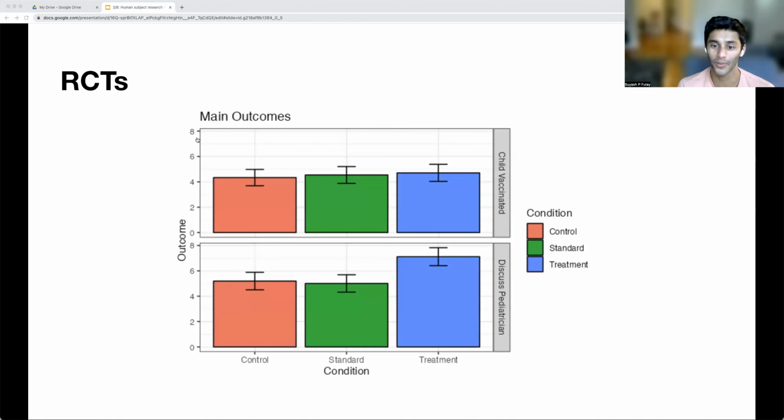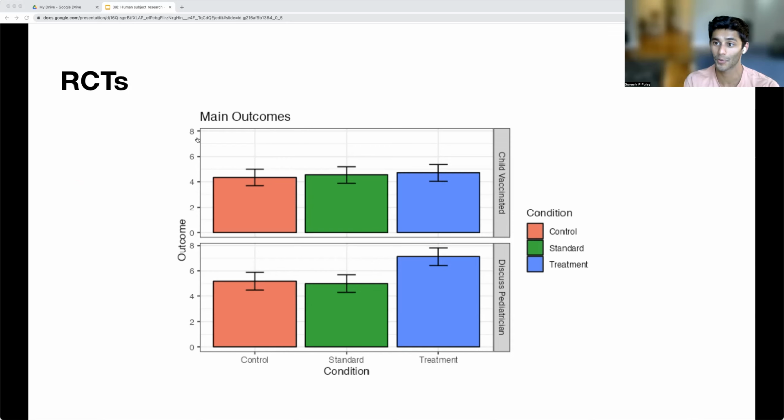And so here's an example of the first plot you might make. These are two outcomes that we are interested in. In both cases, we have three conditions: the control, the standard, and the treatment conditions. In the first outcome, we don't see any difference between any of the conditions, while in the second one, in the treatment condition, we do see a difference. And these are scales of 1 to 7, I believe. So this might be the first plot you make after running an RCT.